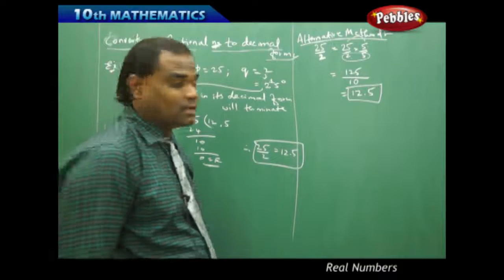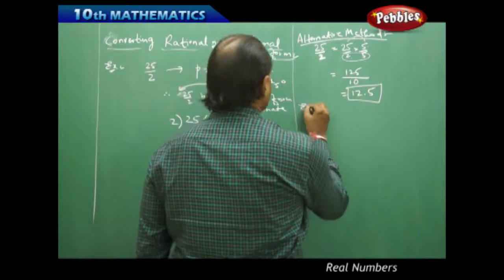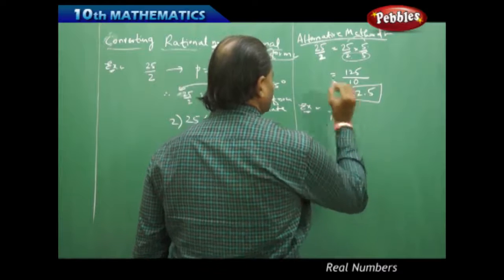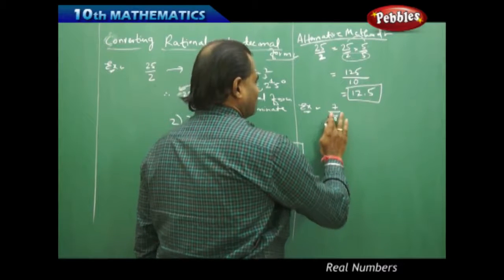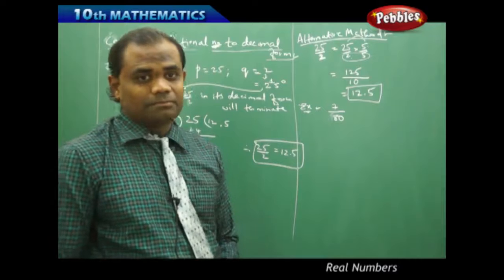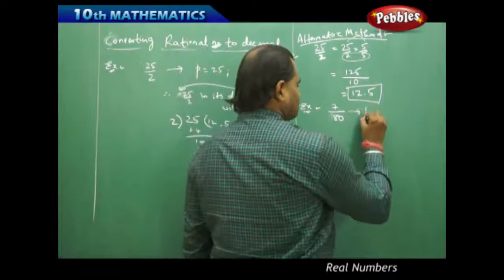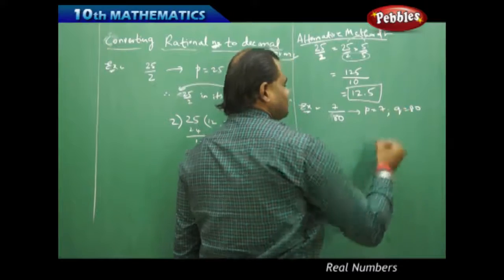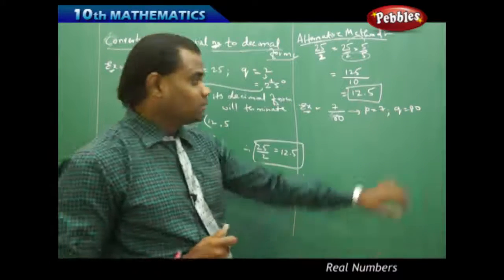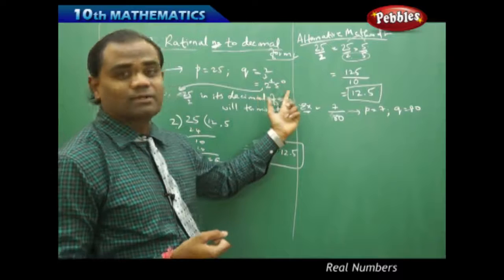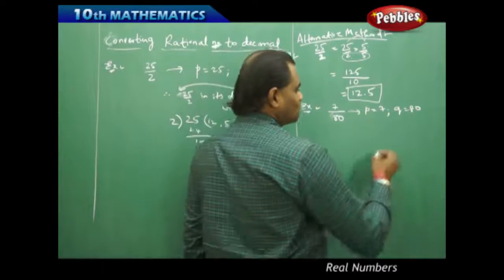Let's take another example. Now I have 7 over 80, where in this case p is 7 and q is 80. Now my first target is to see if q can be expressed in the form 2 power n into 5 power m. So let's see how we can do that.